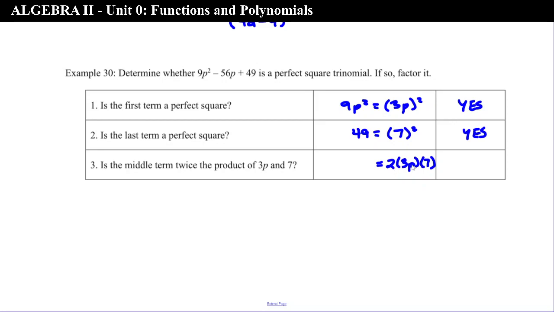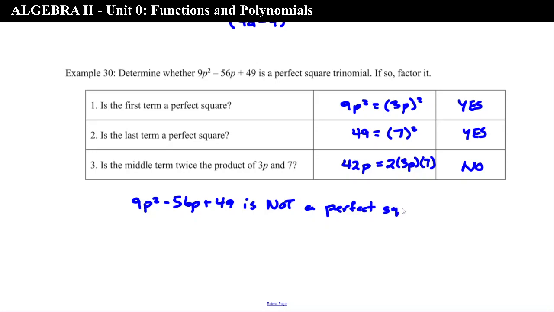What does that give us? Well, 2 times 3 is 6. 6 times 7 is 42. And then you've got your p here. Well, 42 is not the same as 56. So therefore, no to that third question. So therefore, we can say 9p squared minus 56p plus 49 is not a perfect square trinomial.